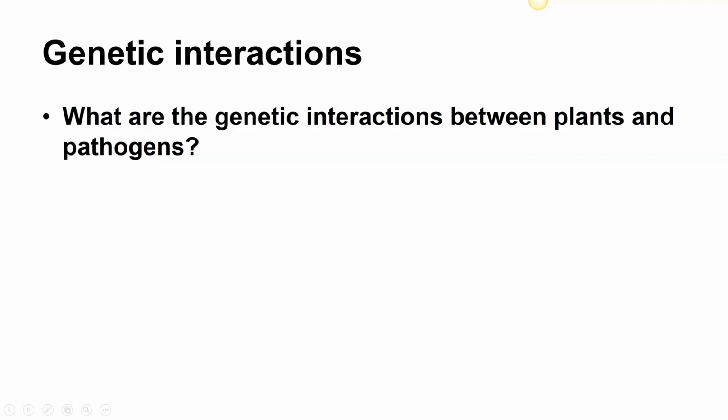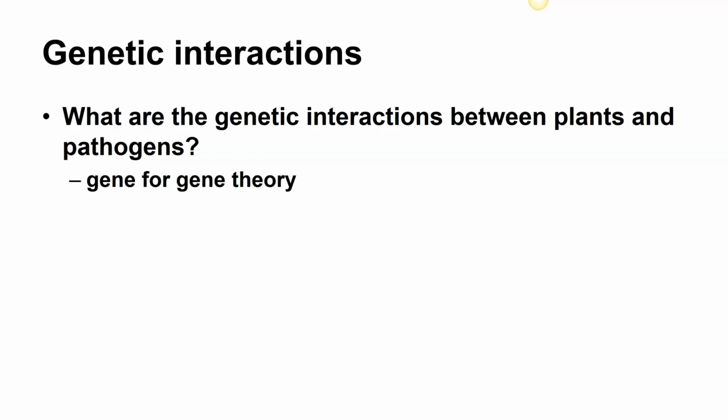Let's look at the genetic interactions between host and pathogen, and how they come into play. Basically, this part is going to look at what the genetic interactions are between the plants and the pathogens that determine whether or not disease is going to occur. We have the gene for gene theory. This basically states that for every gene in a pathogen that creates virulence, there is a corresponding gene in the host that allows the host to be resistant to that particular pathogen.